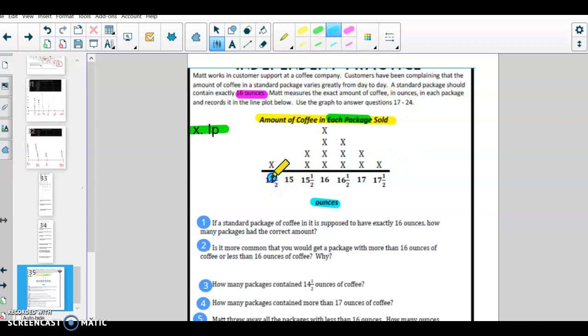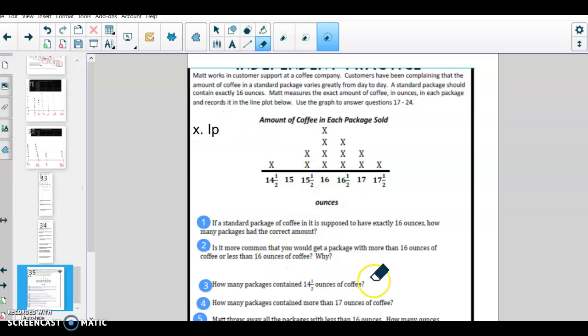Down below, this is 14.5 ounces, 15 ounces, 15.5 ounces, 16 ounces, 16.5 ounces, 17 ounces, and 17.5 ounces. So this is the weight of the packages. Notice that none of the packages ever were 15 ounces. So now that we've looked at our line plot and understand how to read it, let's take a look at question number 1.